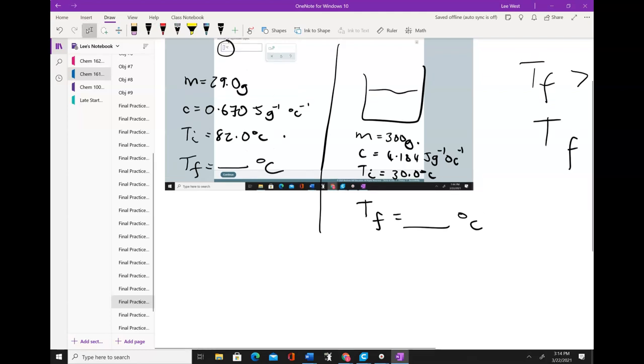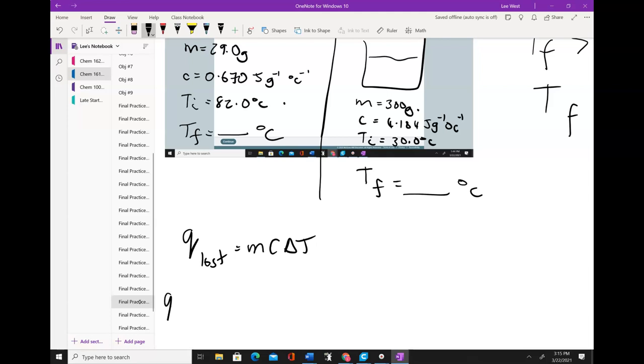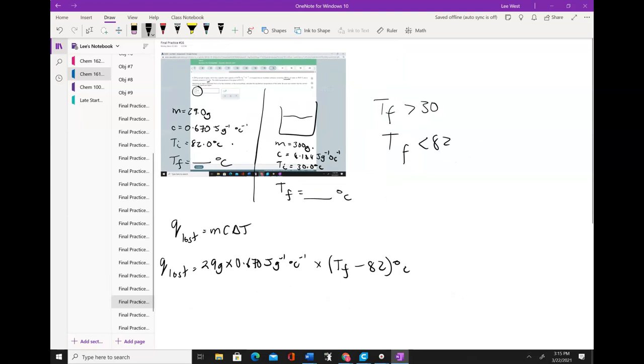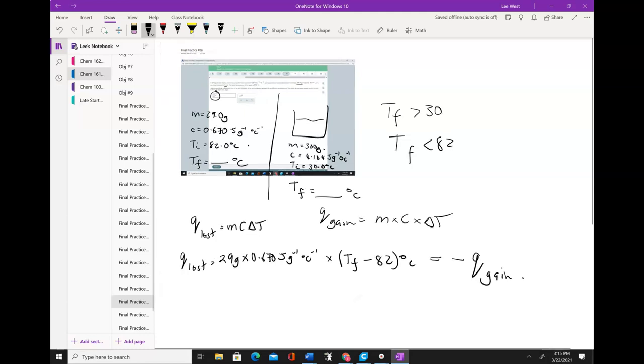So what we know is that the glass is going to lose heat, and the amount of heat lost will be mc delta T. What's lost is equal to 29 grams times 0.670 joules per gram per degree Celsius, and then the change in temperature, which we don't actually know, but it's always T final, which we don't know, minus T initial, which we do know, in degrees Celsius. So that is how much is lost. Now, the amount of heat that is gained is the mass of the water times the heat capacity of the water times the change in temperature of the water. And what we know is that heat gained is equal and opposite to heat lost.